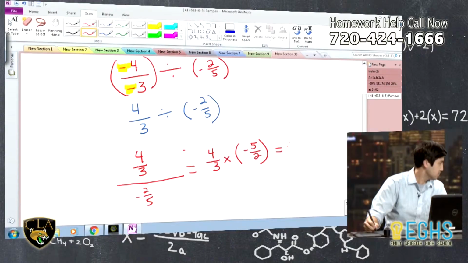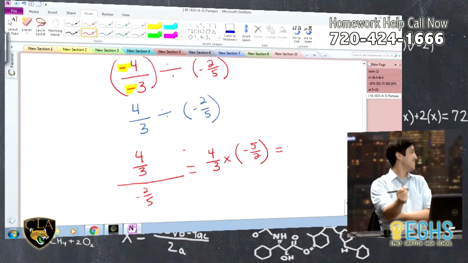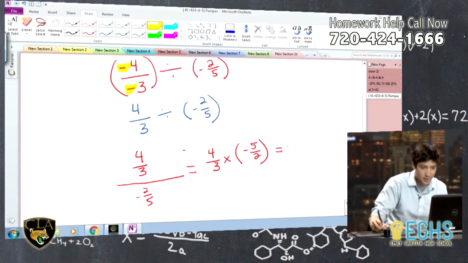Keep it, change it, flip it? Yeah. Okay. I've also heard copy dot flop. Copy dot flop. Yeah, there are always all these different ways to remember to do it. But either way, those will be helpful. We always do, when we divide fractions, we always multiply by the reciprocal. Yeah, that is all we're saying.